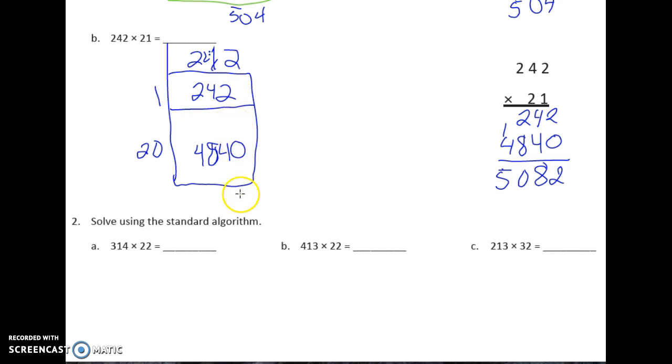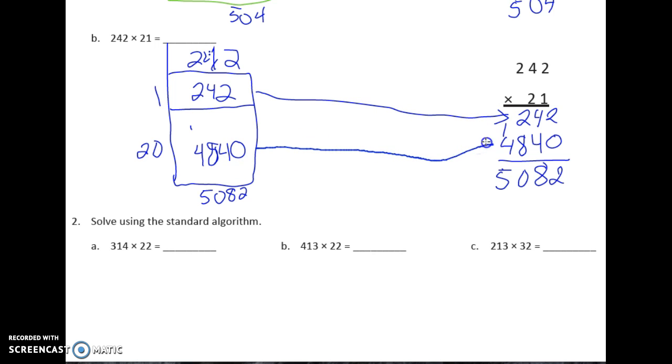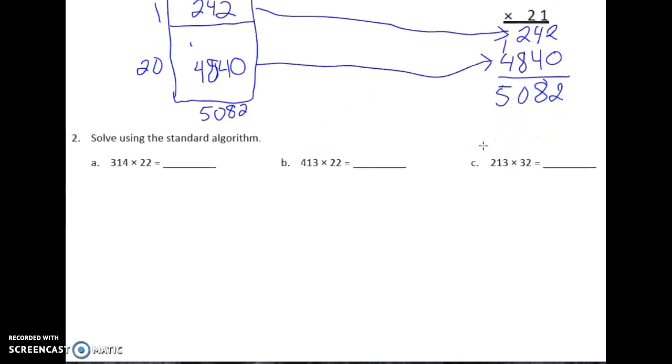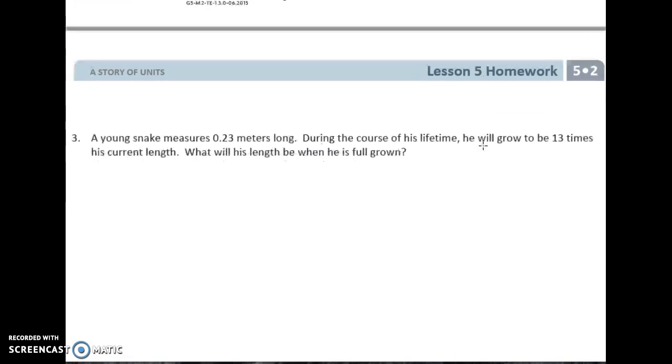Same thing happens over here. The ones place: 2 plus 0 is 2. 4 plus 4, they're both in the tens place, so the 8 lands there. 8 plus 2, we carry our 1. 4 plus 1 is 5. So they match each other. Here is times 1. The partial product matches right up. So now what we're going to do is take a look at the word problems.